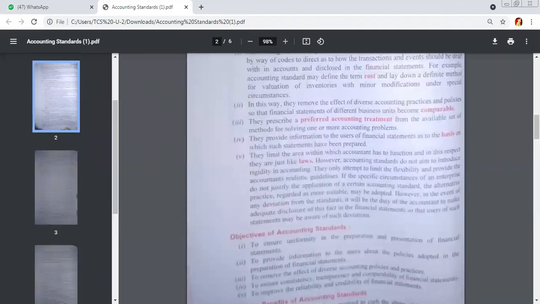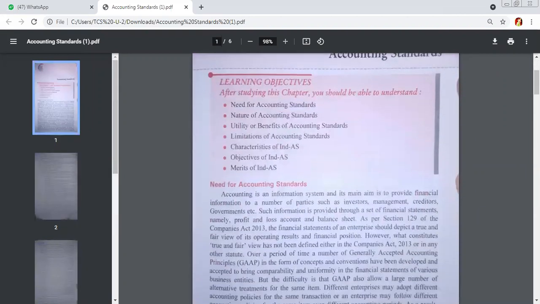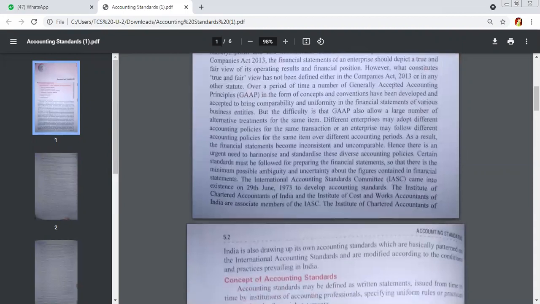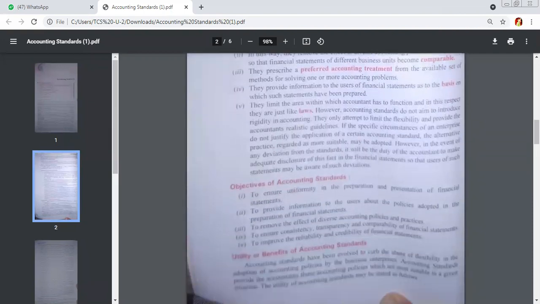So this is all about it. Let's recall what we did by this time. We started with the meaning and need of accounting standards, then we did the basic meaning and definition, then the nature of accounting standards, objectives of accounting standards, utility and benefits of accounting standards, and lastly the limitations of accounting standards. We are just talking about the basic Indian accounting standards.